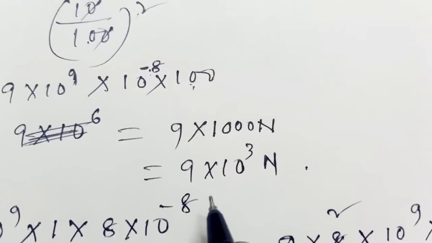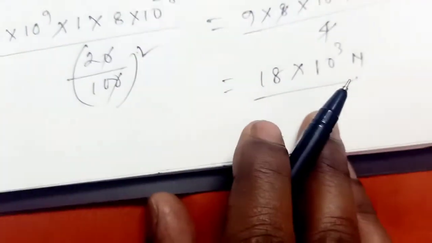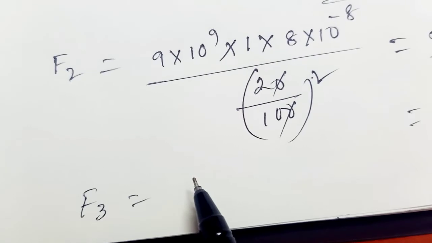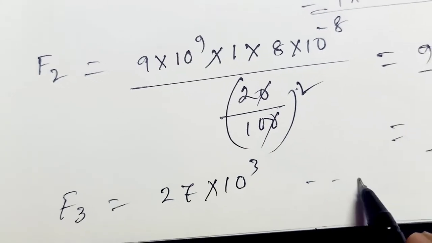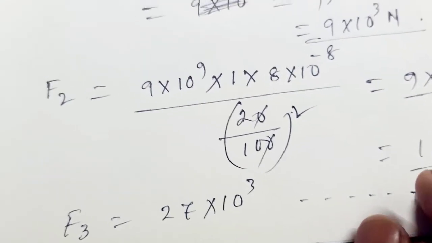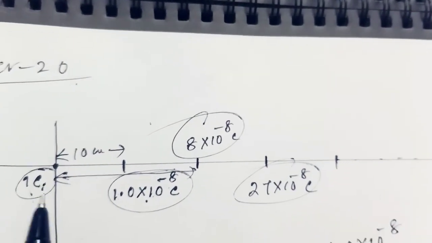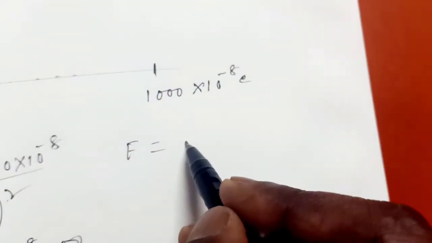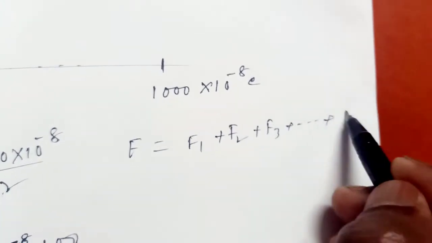So the first one is 9 into 10 to the power 3, and the second one is 18 into 10 to the power 3. So the third one is F3 equal to 9 plus 18, so 27 into 10 to the power 3, and so on, up to 10. So if we add all the forces, F equal to the resultant force on that particular charge, 1 coulomb, due to this one, then this one, then this one, all the forces you have to add. That is F1 plus F2 plus F3 plus dot dot up to F10.